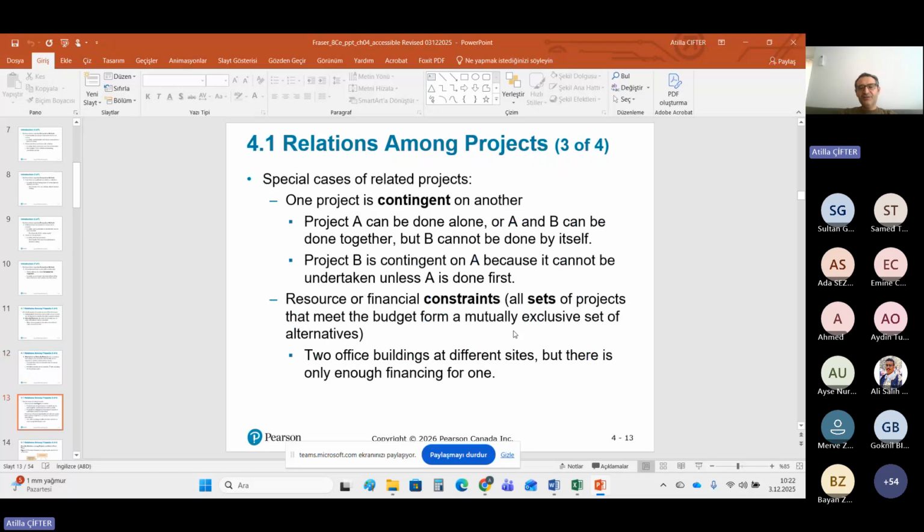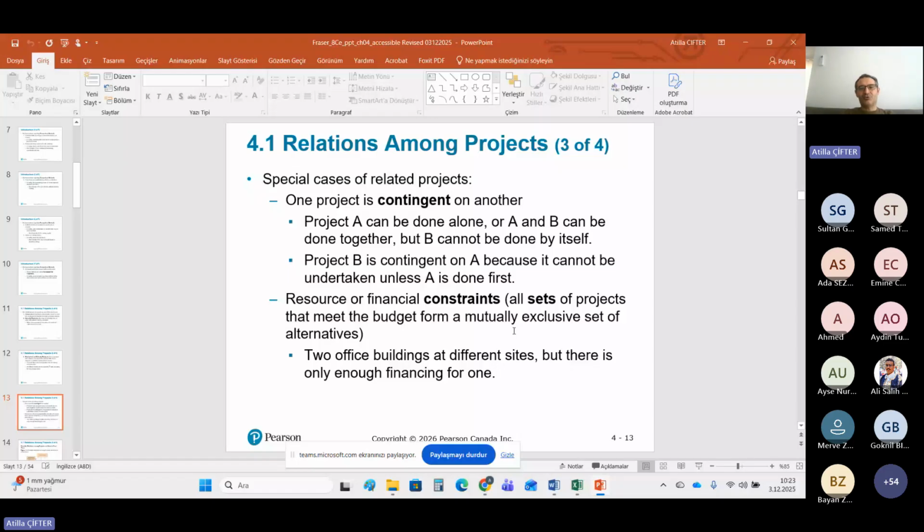So if one project is contingent on another, it means that, for instance, the project can be done alone, or the two projects can be done together. But sometimes a project cannot be done by itself. It's contingent on another. So for instance, you have an investment for a production machine, and then you have another supporting project, but this new supporting project requires another initial investment. So it's like a contingent project.